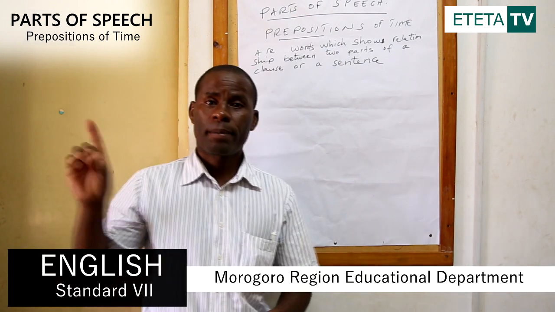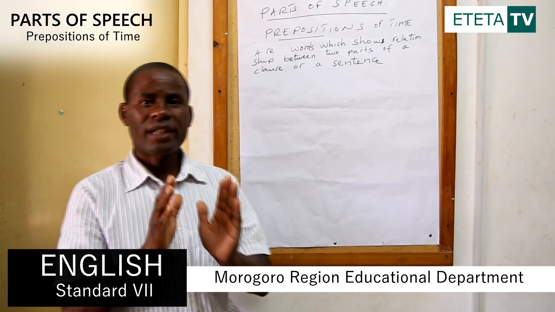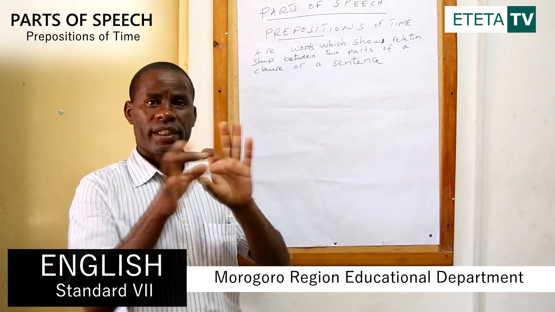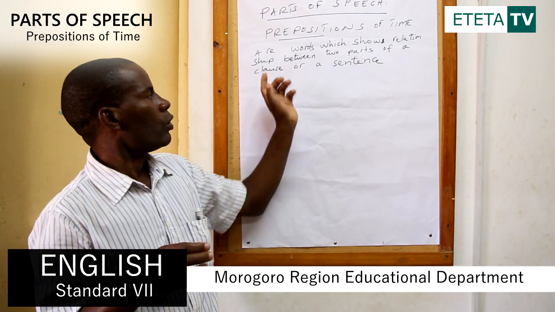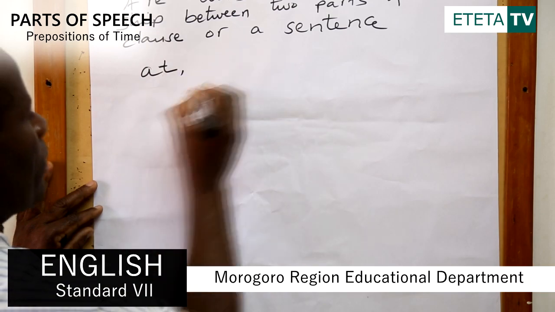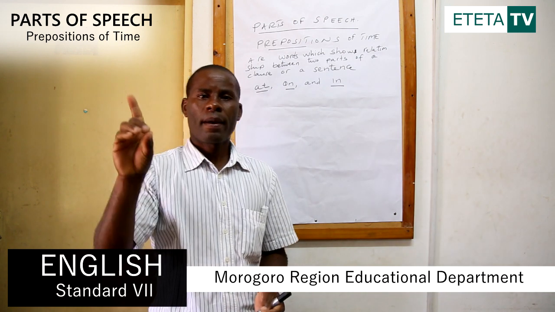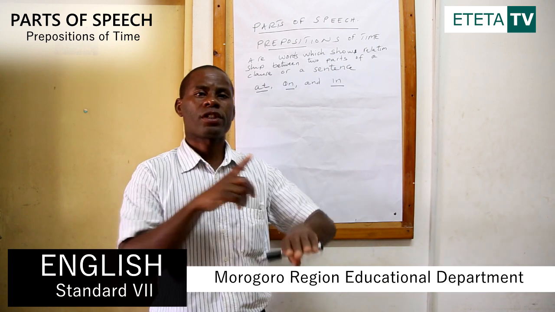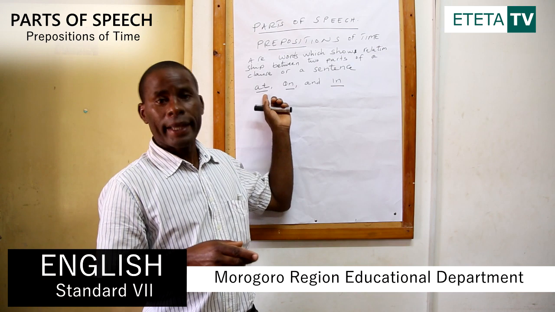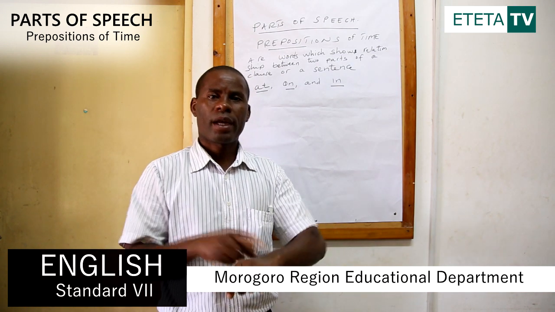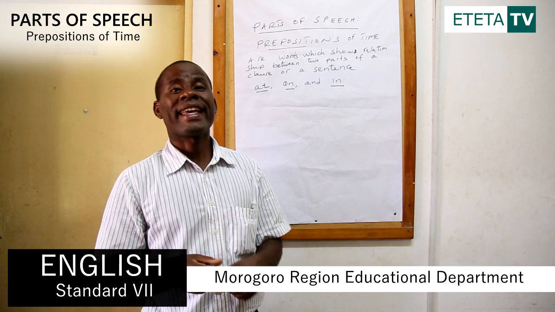So, when we say preposition, a preposition is a word or a part of a sentence which shows the relationship between two parts of a clause or a sentence. We are learning now these three prepositions of time. To start with, we are going to learn the use of at as a preposition of time. Preposition of time is used with the exact time.